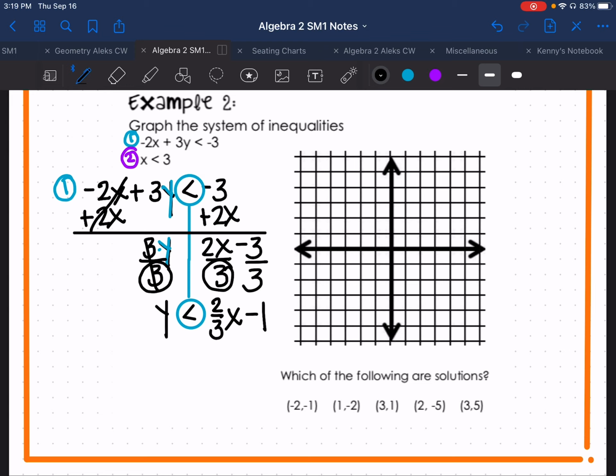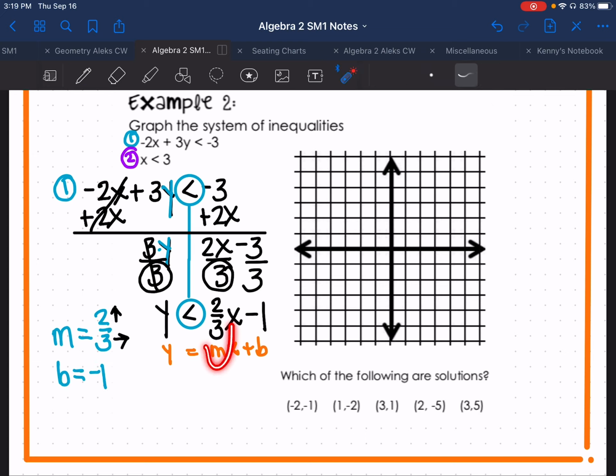There we go. I can say for certain what my slope is and what my y-intercept is because of this. So my slope is going to be 2 over 3. I'm going to go 2 up and 3 to the right. And then, of course, my beginning point is going to be -1. I got that simply from using the form.